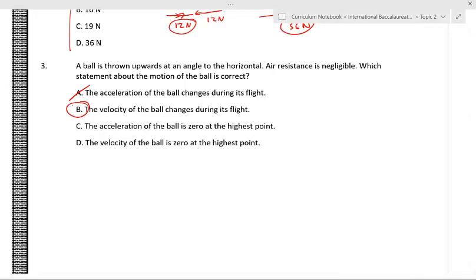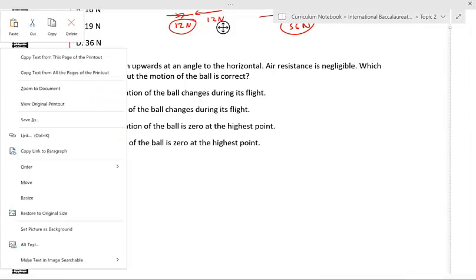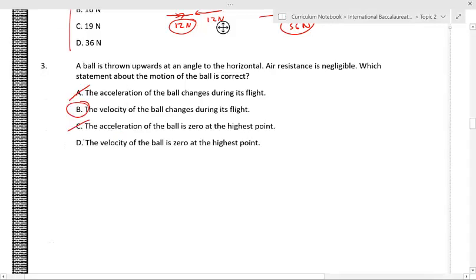Let's just check that the other two are wrong. The acceleration of the ball is 0 at the highest point. That's wrong, it's always 9.81. The velocity of the ball is 0 at the highest point. That's also wrong. That would be correct if it were launched straight upwards, but it was thrown at an angle, which means that it will have some horizontal velocity at the highest point.